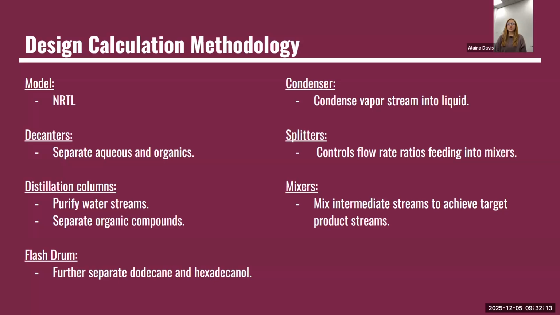Our design uses several key pieces of equipment: decanters to separate water from organics, distillation columns to purify water and separate organic components, and a flash drum to separate heavier species such as dodecane and hexadecanol. Finally, mixers and splitters are then used to combine streams and set flow rates so the final products meet specifications.